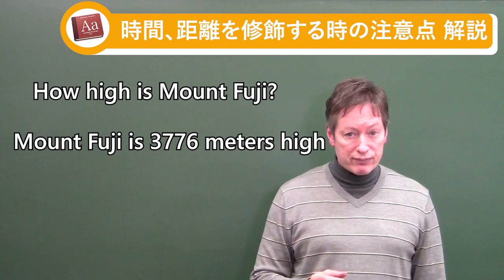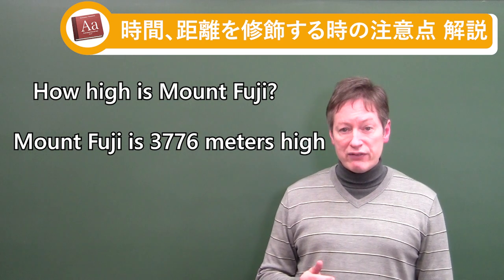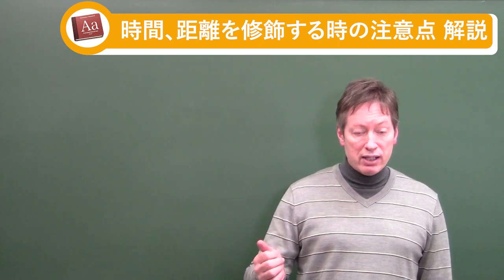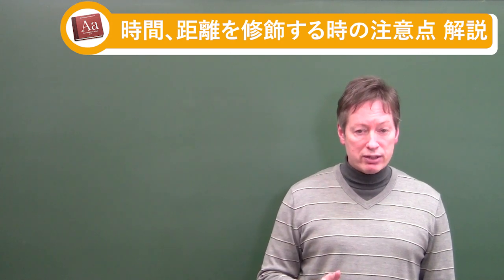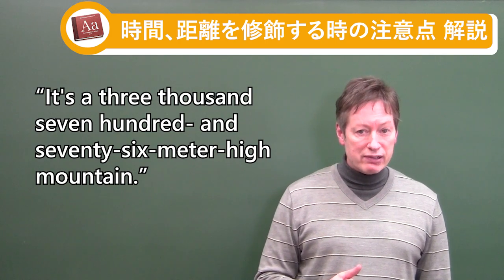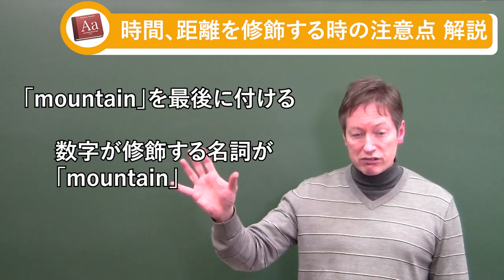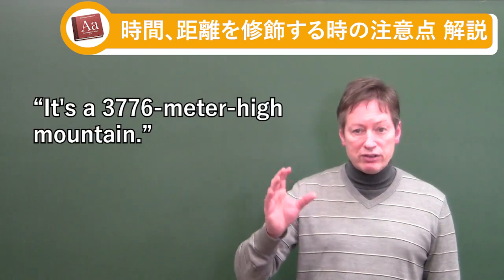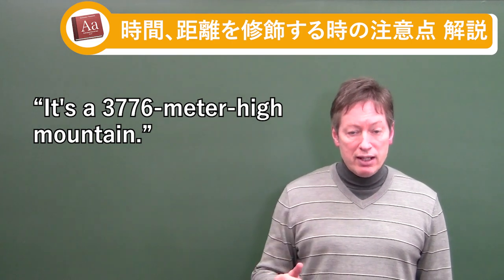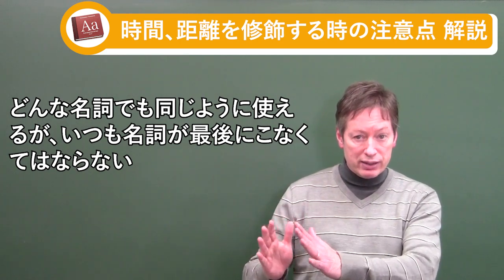So Mount Fuji, how high is Mount Fuji? So Mount Fuji is 3,776 meters high. So I can say, in other words, it's a 3,776 meter high mountain. And mountain goes on there at the end. That's the noun I'm describing. So it's a 3,776 meter high mountain. It's good. Anything when I'm using numbers like that, I could do it with anything. Just have to have that noun at the end of it.